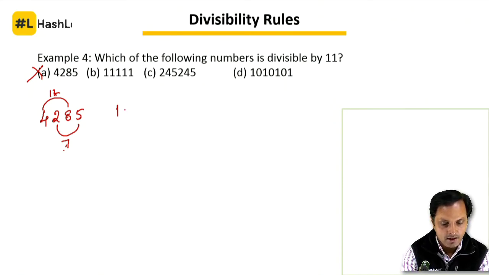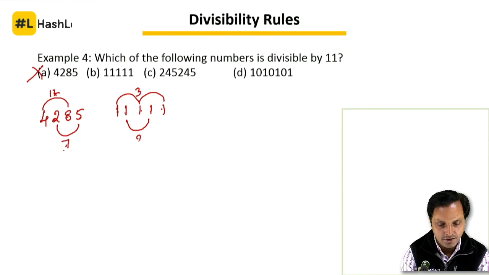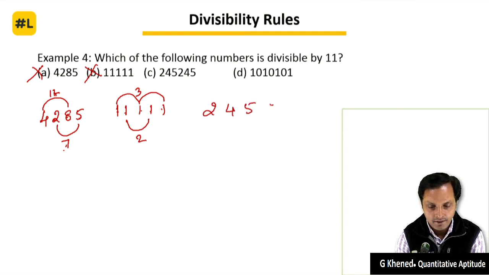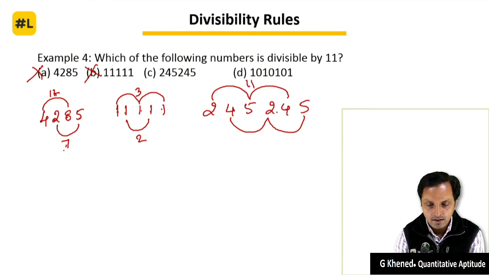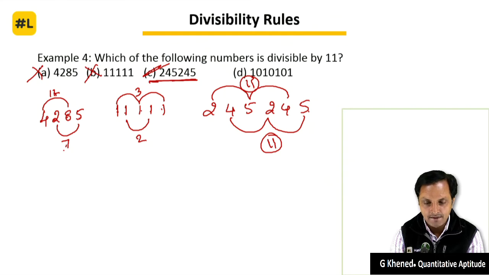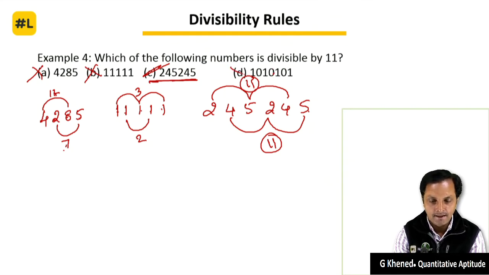Let me check for B. 1, 1, 1, 1, 1. Odd places, 1 plus 1 plus 1 is 3 and 1 plus 1 is 2 here. No. Let me check option C. 2, 4, 5, 2, 4, 5. What are the alternate digits? 5 plus 4 is 9, 10, 11. Option C is the right choice, because the sum of the digits in odd places and the sum of the digits in even places are the same, so it is divisible by 11, and of course the other one will not be divisible by 11.